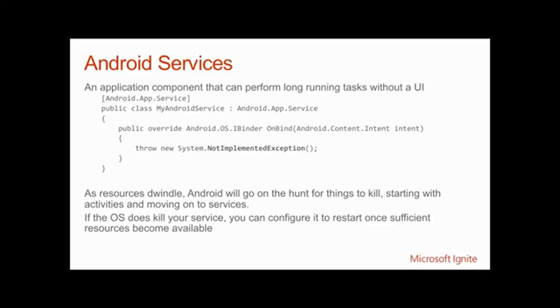Now, bear these things in mind at the bottom as well. They'll be familiar to you based on what we've talked about on the other platforms, if they weren't already. But as the device starts to run short on resources, it'll look for things to shut down. It'll shut down activities first, but it will move on to services. If your service is shut down, the way that you set it up will determine whether or not it attempts to restart automatically when resources become available again.